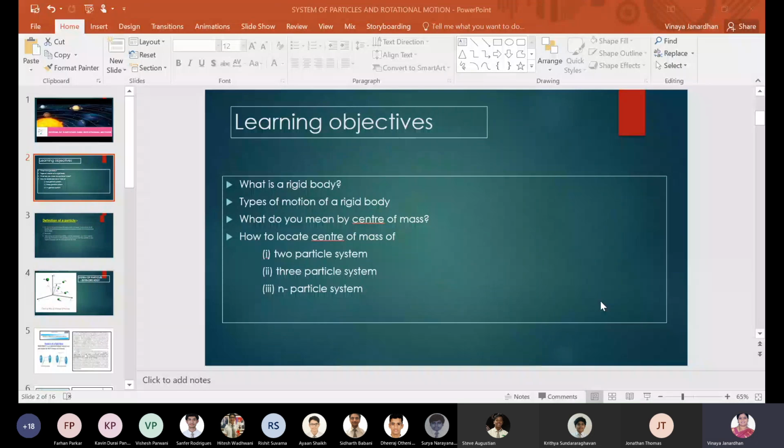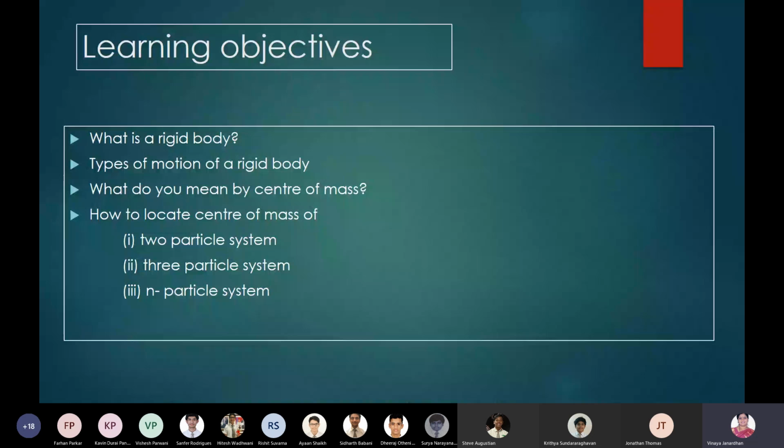Carbon dioxide is a linear molecule. So in carbon dioxide, you have 2 oxygen and 1 carbon. So that constitutes a 3-particle system.